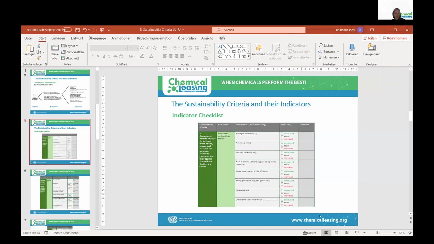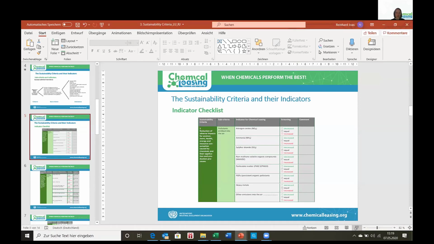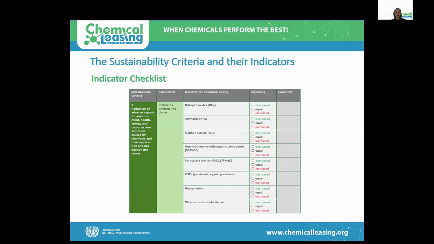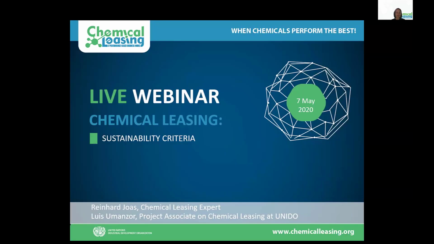I would now like to invite Reinhard Joas and also Luis Umanzor. Both are UNIDO experts on chemical leasing. Reinhard has been with us since the start of the program. Luis started in the Center for Cleaner Production El Salvador, and is now with us in Vienna working on further promoting chemical leasing.